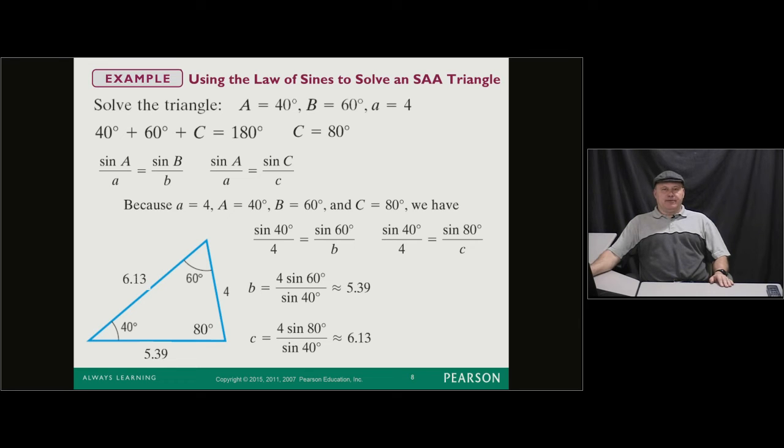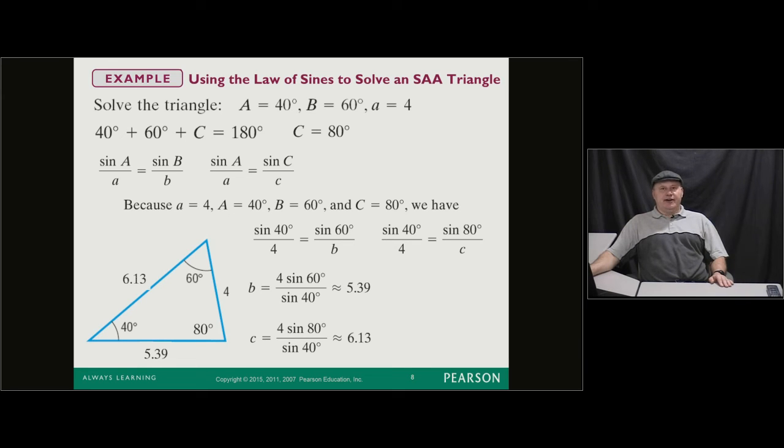Now I want you to notice something. Now that I have all the sides and all the angles in there, which is the largest angle? Yep, it's the 80-degree angle. Which is the largest side? Yep, it's the 6.13, which is the side opposite the 80-degree angle. Not only that, the smallest angle, 40 degrees, has the smallest side opposite it, 4. So that is not a check, but it sure makes you feel better when that happens.